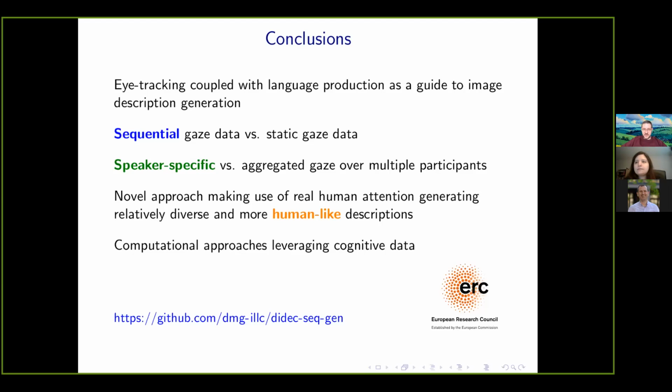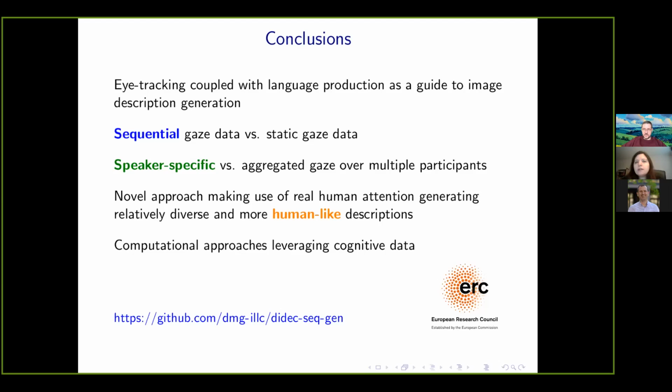I have one. Nice presentation, thank you. Recently, Google or someone else released a database of speech and mouse movements, right? You probably know. Did you look into that, and how does that compare to the eye gaze database that you have over here?